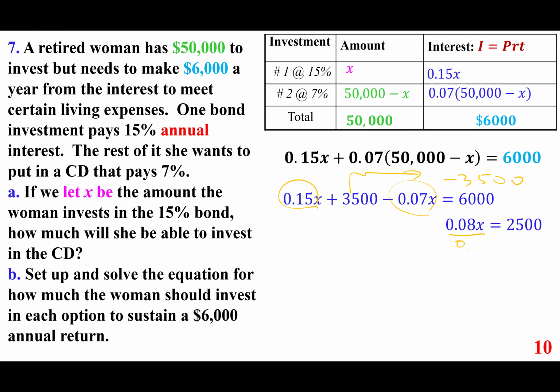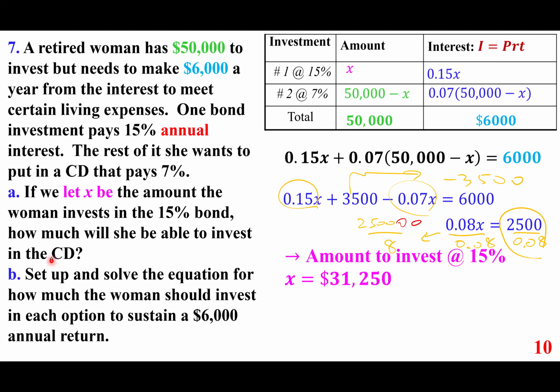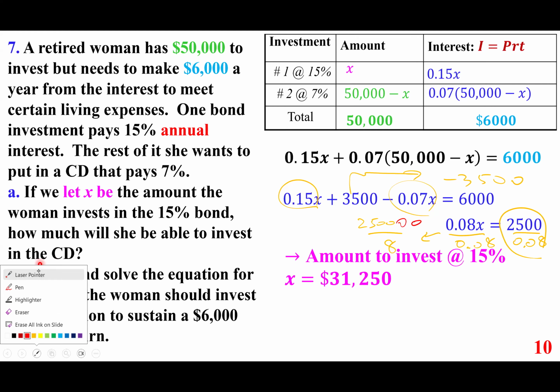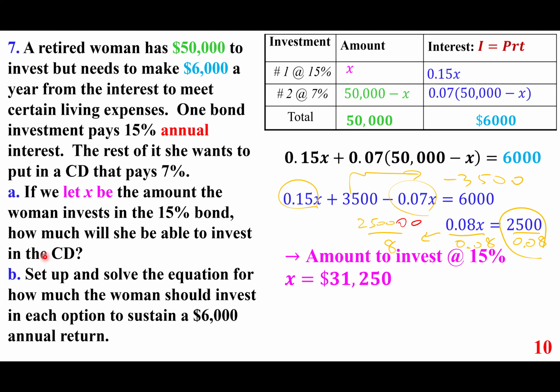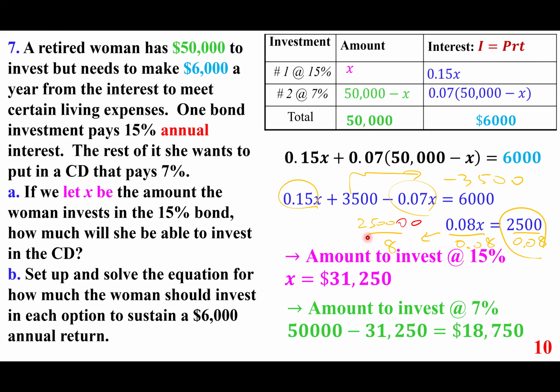You're going to divide by 0.08. And by the way, this is the same as changing it to 8 and 2,500. Let me use a different color. You add 2 zeros. Okay, that's just so reminding everyone what happens. And you get 31,250. So the amount that we invest at 15% is 31,250. If the total is 50,000, 50,000 minus that is $18,750 at 7%.